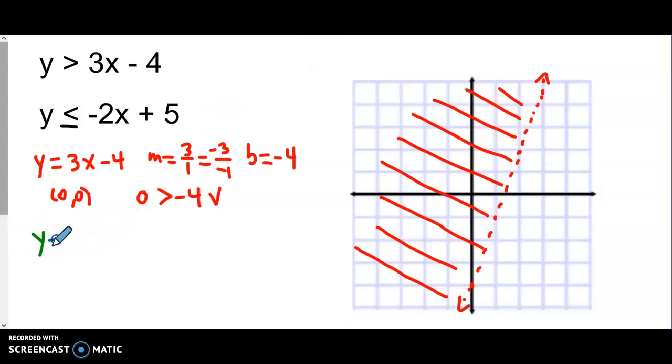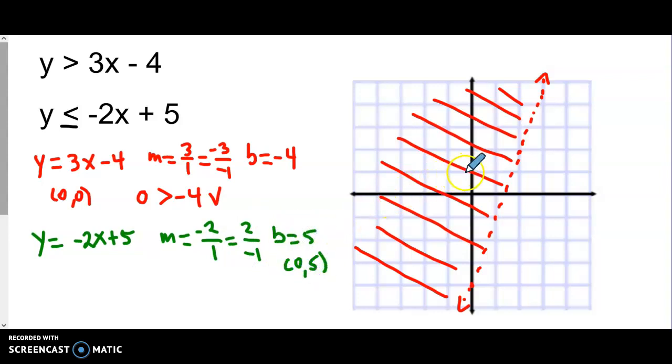If I treat the second as an equation, I have y equals negative 2x plus 5, which means the slope is negative 2 over 1, or 2 over negative 1. And my b is 5, which means my starting point would be 0, 5. 1, 2, 3, 4, 5, all the way up there. The slope is telling me 2 down, 1 right. 2 down, 1 right. And I can't use it the other way. According to the original inequality symbol, it should be a solid line, and of course it should be straight.